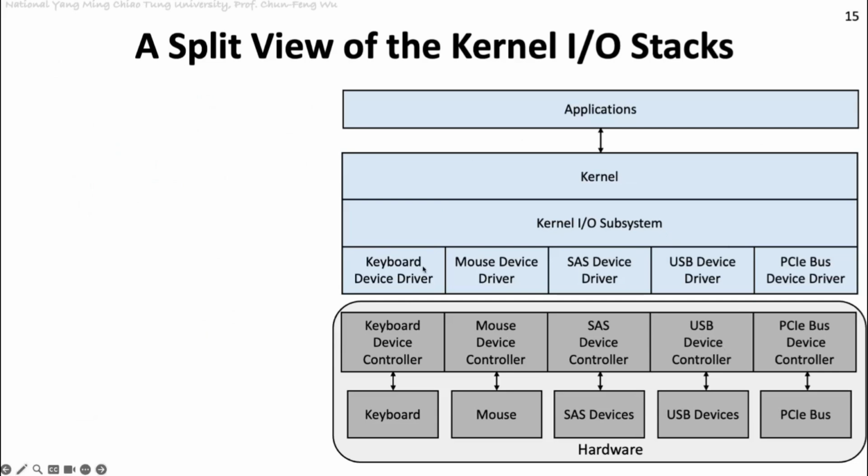And the device driver is also part of the operating system, because a device driver is also a kind of kernel code. Firmware is not in the kernel. Firmware is inside the device. So firmware is not a part of the operating system, but the device driver is part of the operating system.